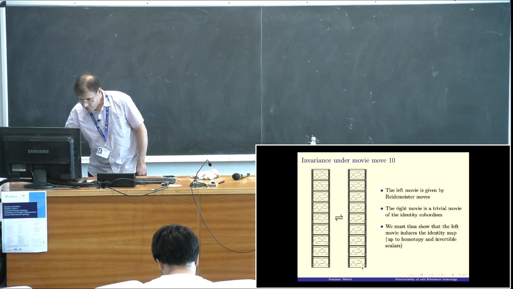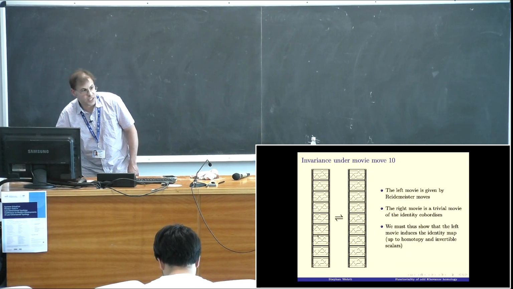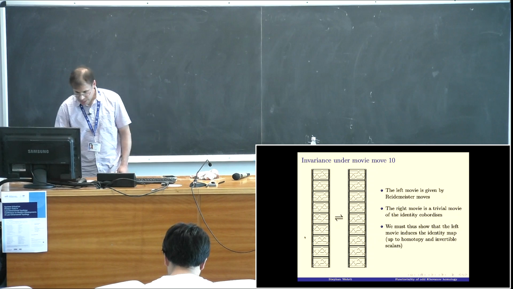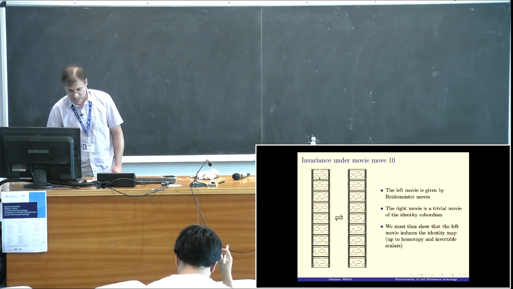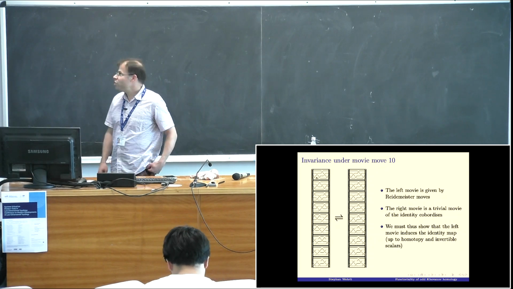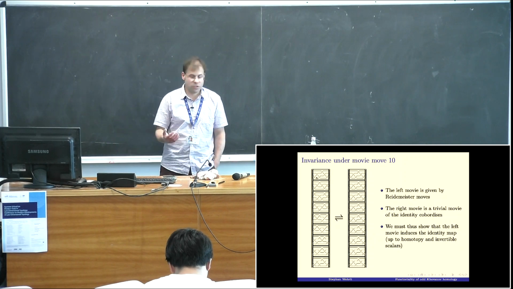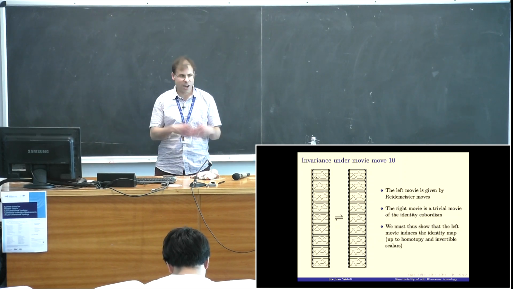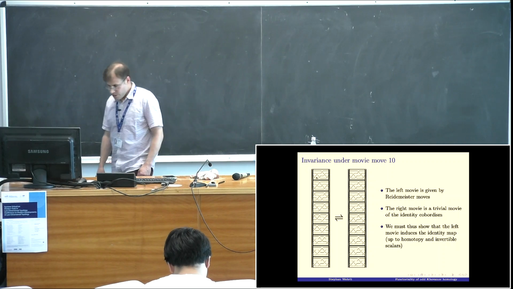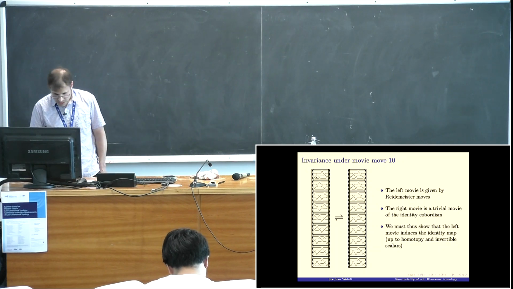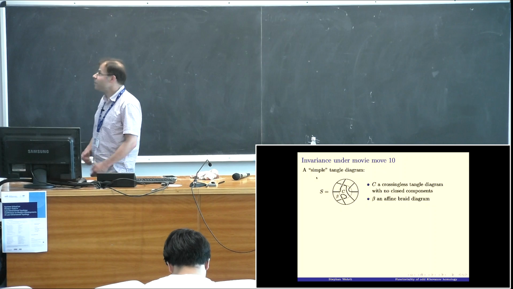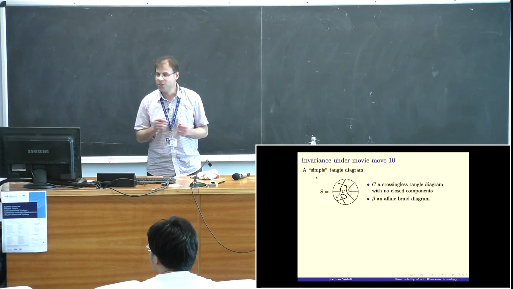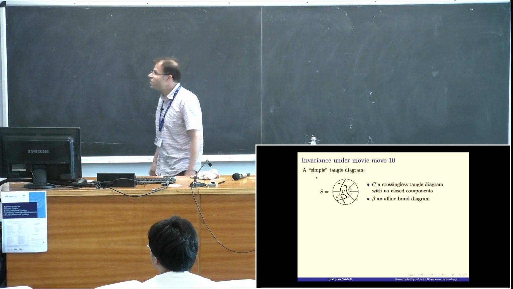The movie on the left is a bit more interesting. Any two consecutive frames differ by a Reidemeister move, and the initial frame is the same as the final frame. So to prove invariance under this move, we have to show that the movie on the left also induces the identity map, at least up to sign and homotopy. So how do we do this? Well, I'll quickly outline the argument. I want to consider what I call a simple tangle diagram. This is sort of unofficial terminology. I just use it for this talk.